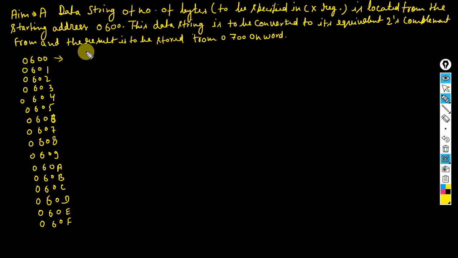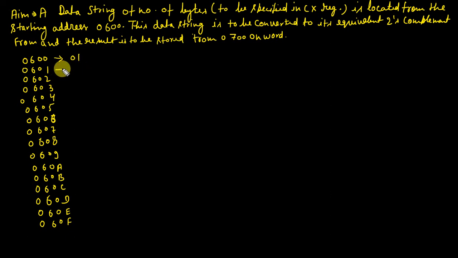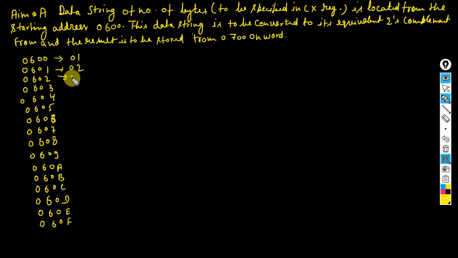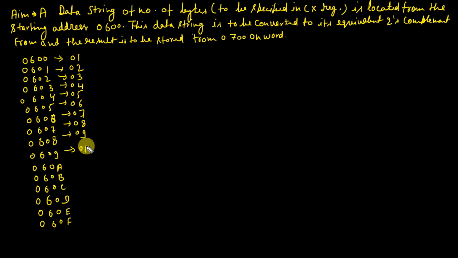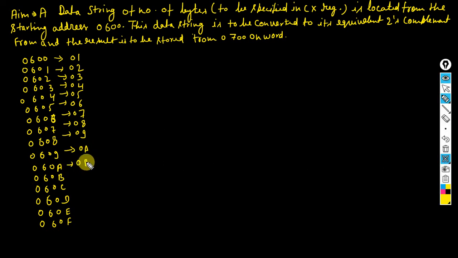In these addresses, suppose we stored some numbers like 01, 02, 03, 04, 05, 06, 07, 08, 09, 0A, 0B, 0C, 0D, 0E, 0F and 10. This is your 16 byte long string.